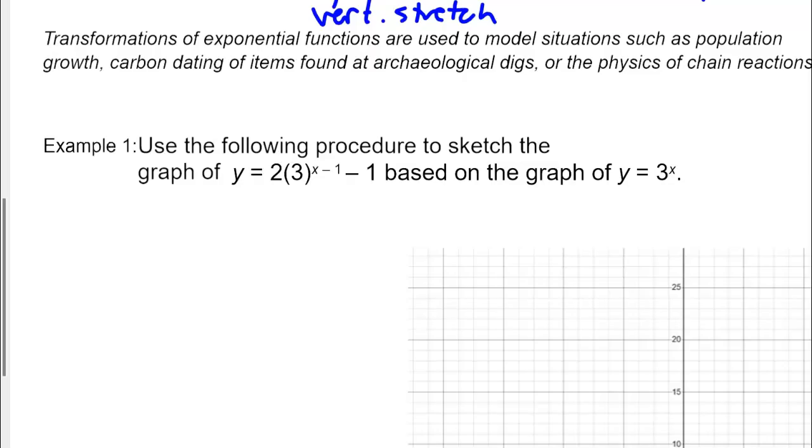Transformations of exponential functions are used to model situations such as population growth, carbon dating of items found at archaeological digs, the physics of chain reactions, etc. Let's do example 1 together.